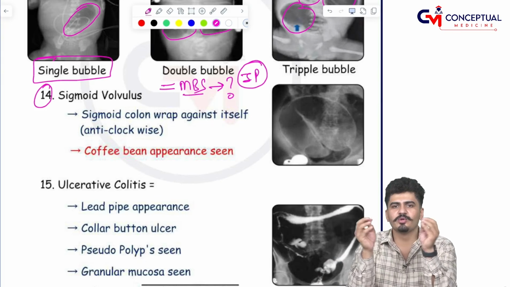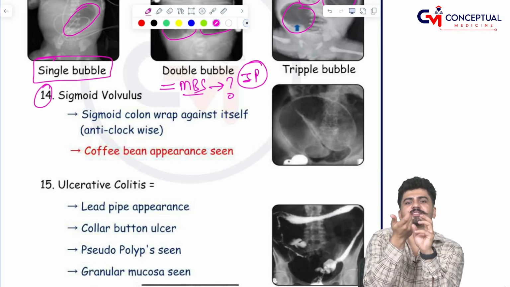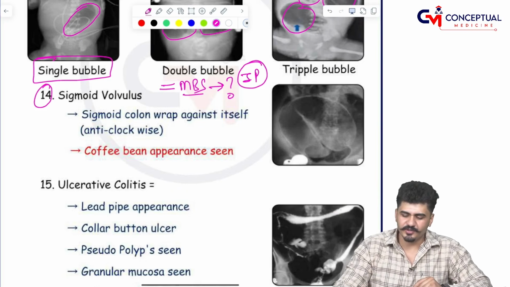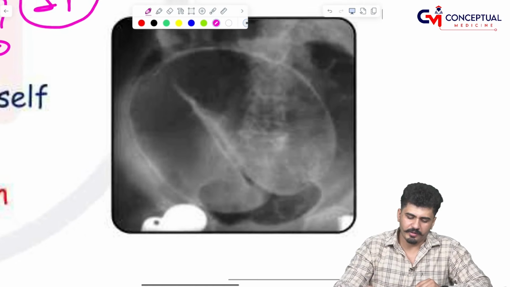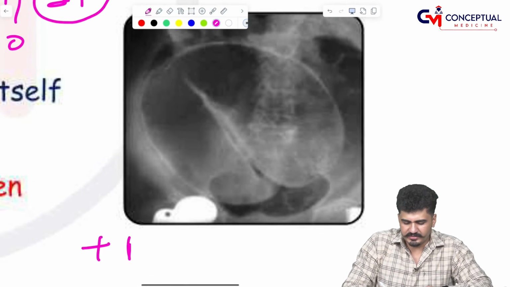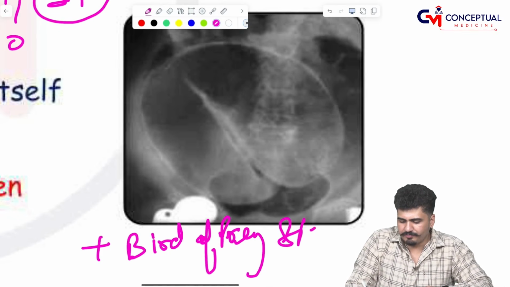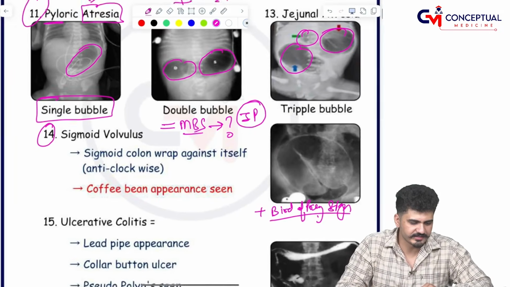You have seen two dogs fighting with each other, and one tail there, here. That is what, sir? Anti-clockwise rotation is there. Same thing is happening here. Now this is going to show you the beautiful sign, and this is called the coffee bean sign. One more sign is seen here, that is called the bird of prey sign. Bird of prey sign is also seen right here, sir. Bird of prey sign. Okay, sir?